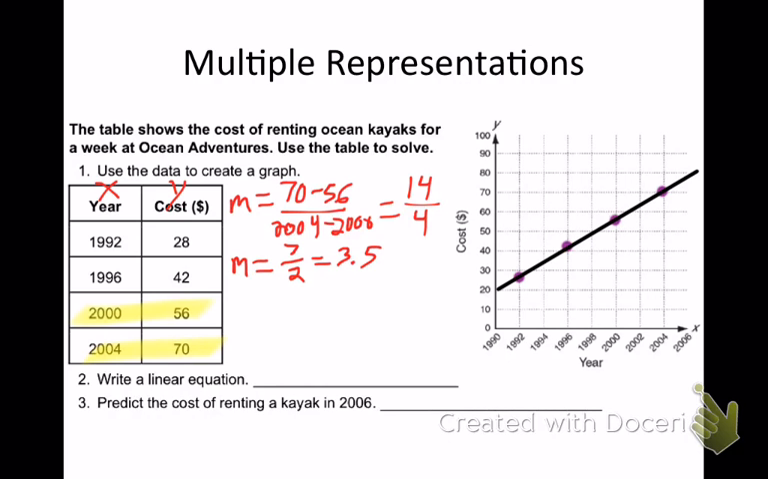Now I need to write the linear equation. So I'm going to pick one of those coordinates. Which coordinate do I want to pick? It doesn't matter. The second one, 2004. All right, Drew says 2004 and 70. So I'm going to plug it into point-slope form now. So I'm going to say y minus 70 equals 3.5 times parentheses x minus 2004.